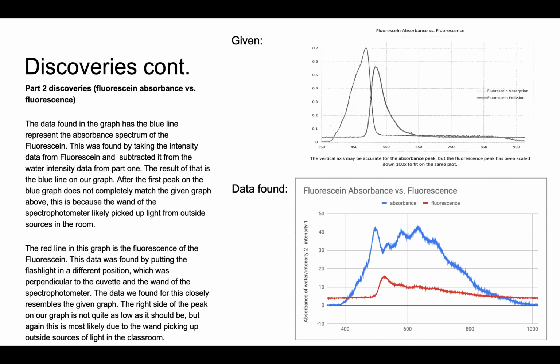The red line in the graph is the fluorescence of the fluorescein. This data was found by putting the flashlight in a different position, which was perpendicular to the cuvette and the wand of the spectrophotometer. The data we found for this closely resembles the given graph. The right side of the peak on our graph is not quite as low as it should be, but again, this is most likely due to the wand picking up some outside source of light from the classroom.